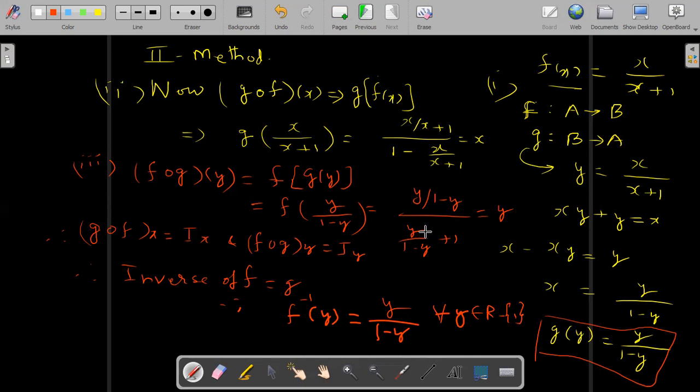So it is up to you. You can use any method. But if it is mentioned, then we have to use the composite function. And there are other questions also.